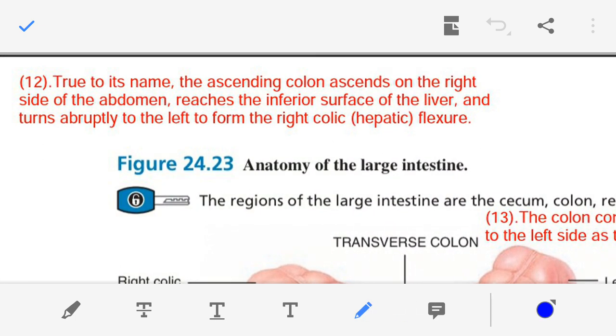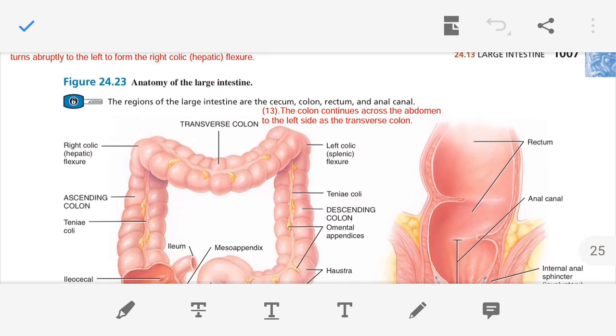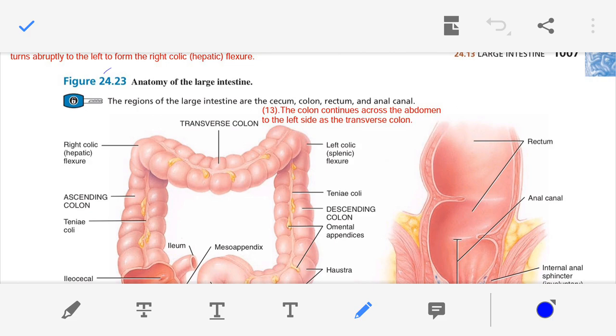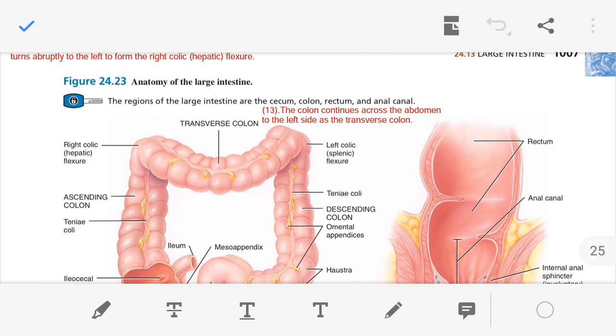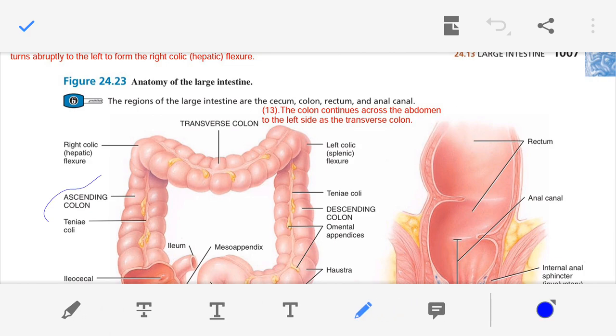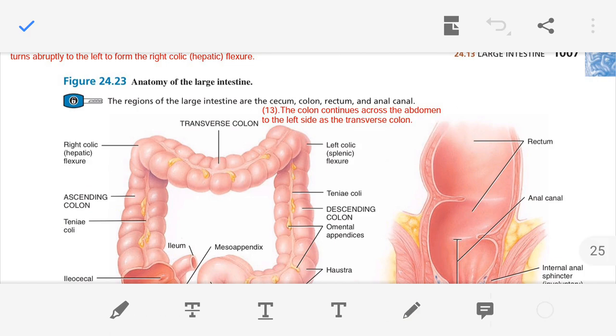And where is this ascending colon reaching? The inferior surface of the liver. So that means the liver is somewhere over here. The liver is present. Just inferior to the liver, the ascending colon is present.